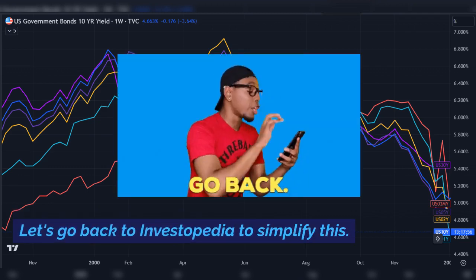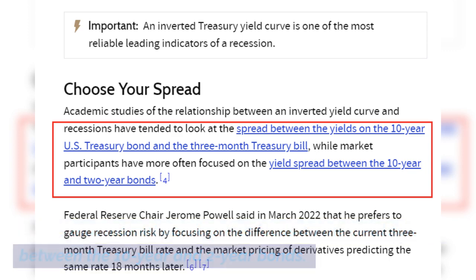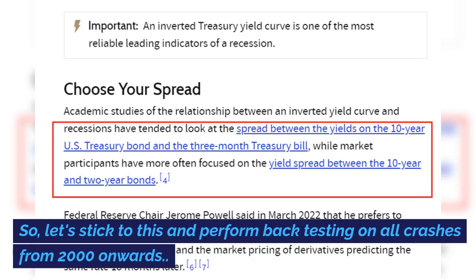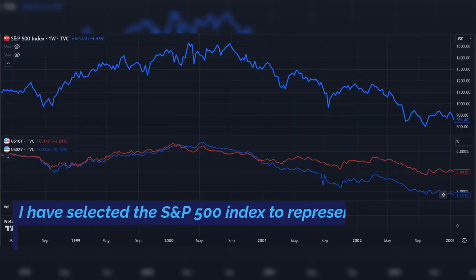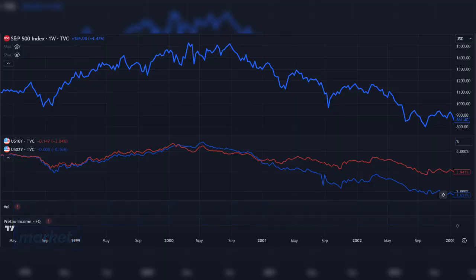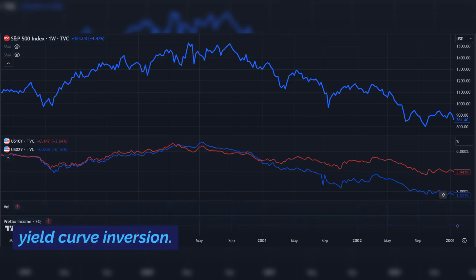Let's go back to Investopedia to simplify this. It says that market participants focus on the yield spread between the 10-year and 2-year bonds. So, let's stick to this and perform back testing on all crashes from 2000 onwards. I have selected the S&P 500 index to represent the stock market, and 10-year bond yield with 2-year bond yield to identify the yield curve inversion.